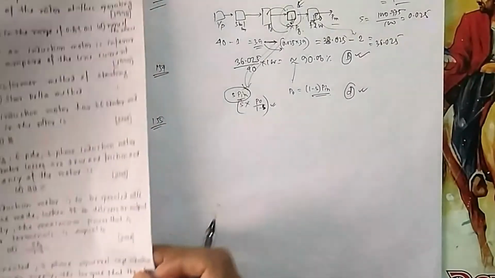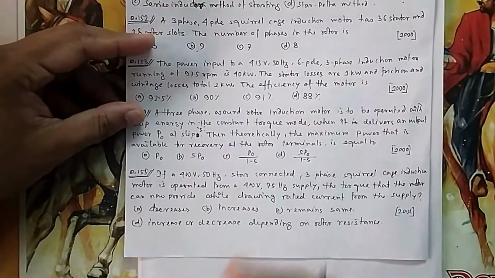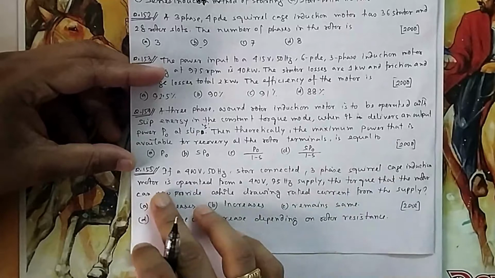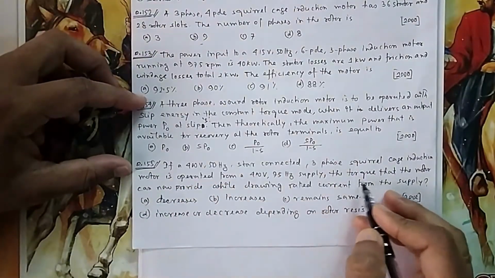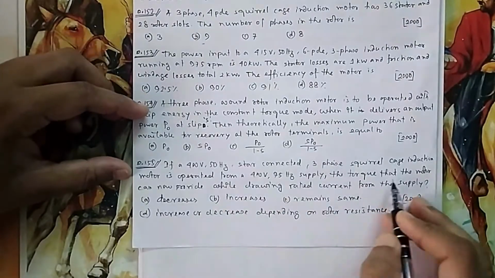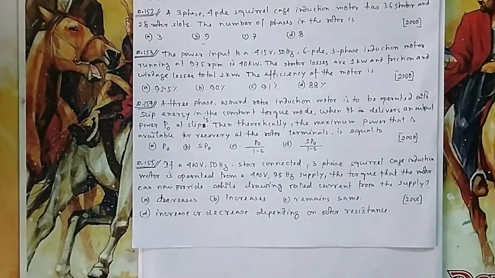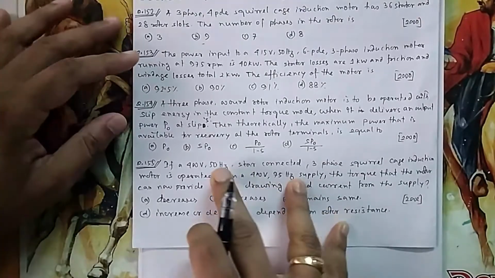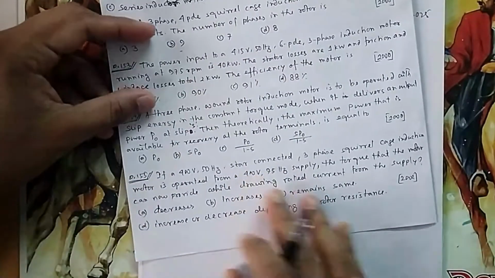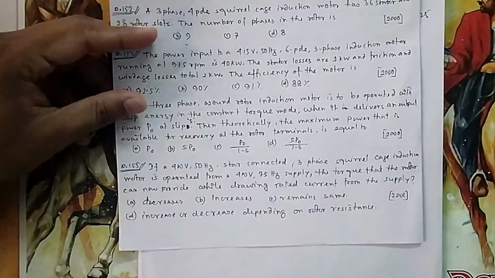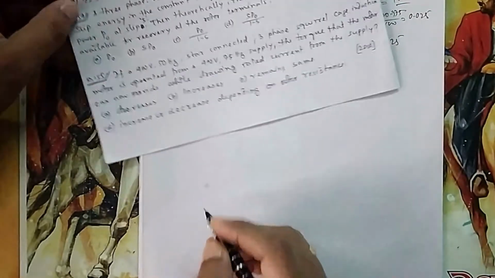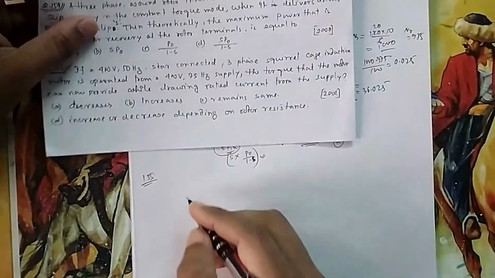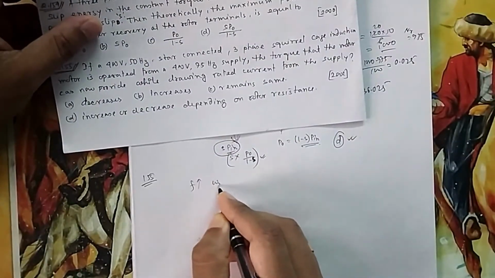Now if you come to 155, a 400 volt 50 Hz star connected 3-phase squirrel cage induction motor is operated from a 400 volt 75 Hz supply. The torque that the motor can provide while drawing the rated current. Current is rated, and voltage is also the same 400 volts, so your input power remains the same. But you have increased your frequency. Once you increase your frequency, your speed will increase.